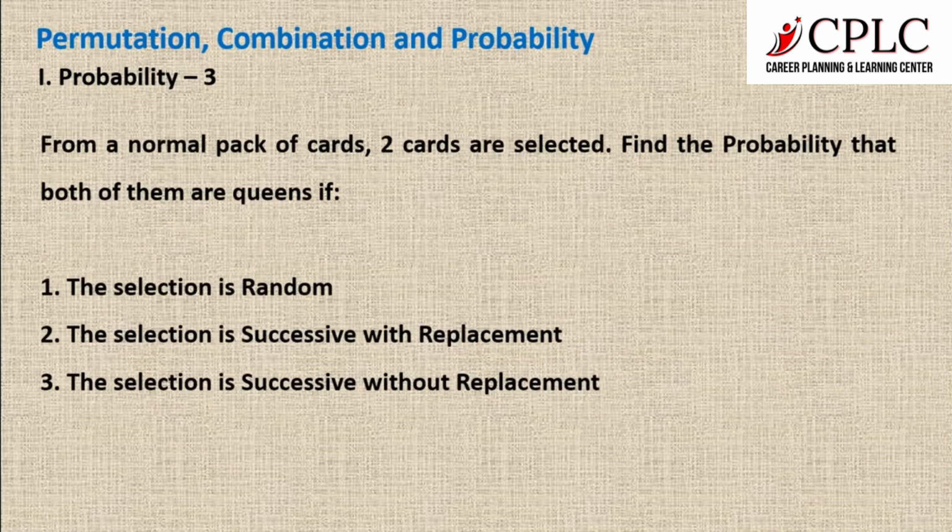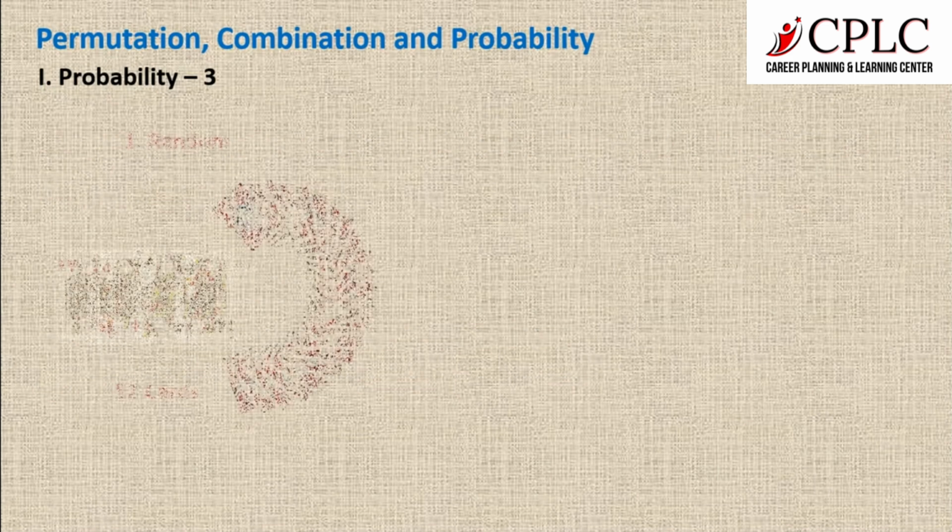Now, how do we apply all of this to a question? So the question is, from a normal pack of cards, 2 cards are selected. Find the probability that both of them are queens if the selection is a random selection, successive with replacement, and successive without replacement. So 2 random cards are selected, both are supposed to be queens.